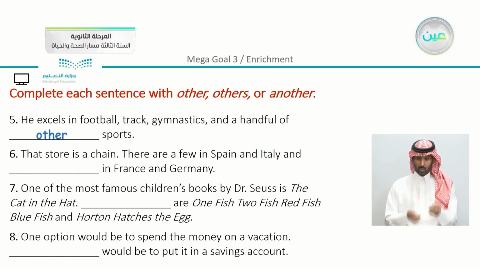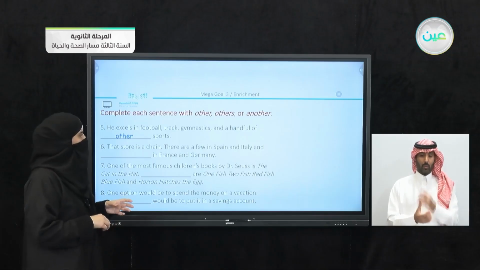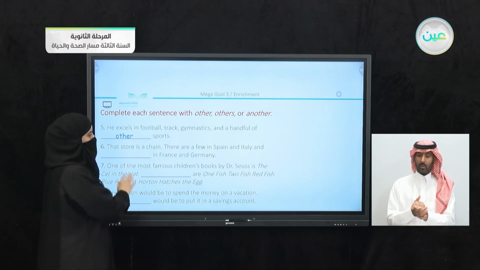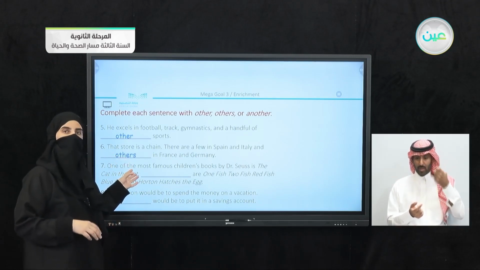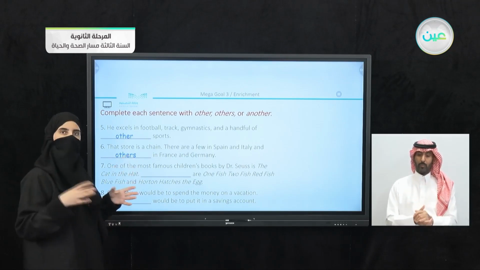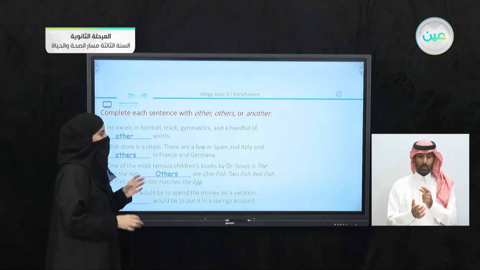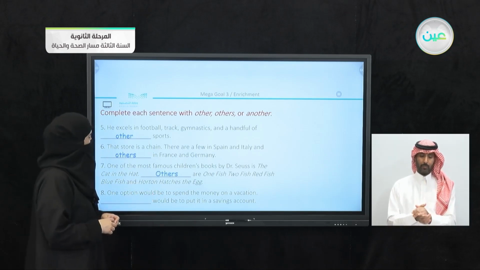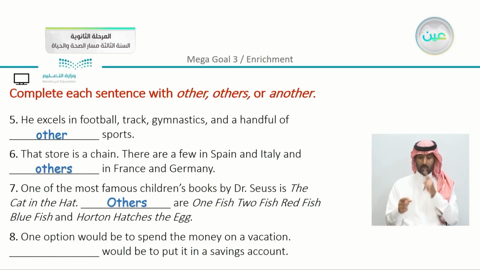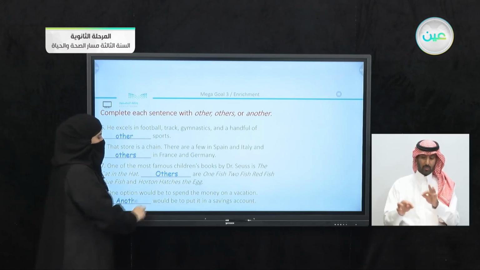That store is a chain. There are a few in Spain and Italy and blank in France and Germany. So we are talking about stores. There are a few and others in France and Germany. Of course, we have plural here because we are talking about chains of restaurants or stores in more than one country. Number 7: One of the most famous children's books by Dr. Seuss is The Cat in the Hat. Blank are One Fish, Two Fish, Red Fish, Blue Fish, and Horton Hatches the Egg. So we are talking about more than one book here. We can say others. Number 8: One option would be to spend the money on a vacation. Blank would be to put it in a savings account. So one option, and here we have another option would be.